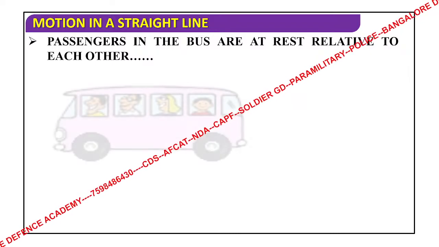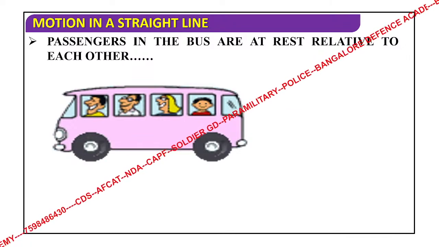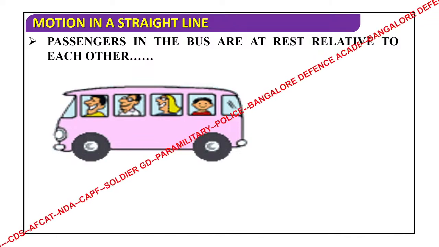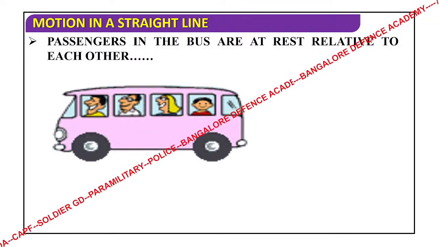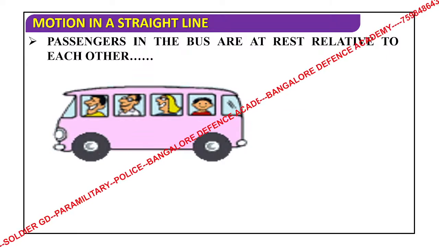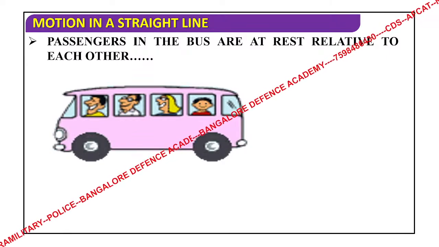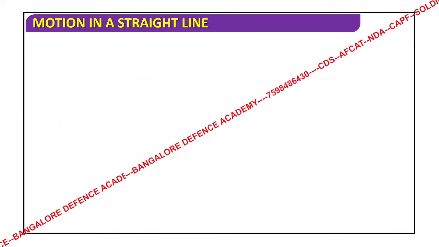Look at this now. This is a bus. Inside the bus, you can see some passengers. So if you check, are these passengers moving? That is a question. So the passengers are not moving, only the bus is moving. So if I consider the passengers only, the passengers are at rest. So this is called as the relative motion.